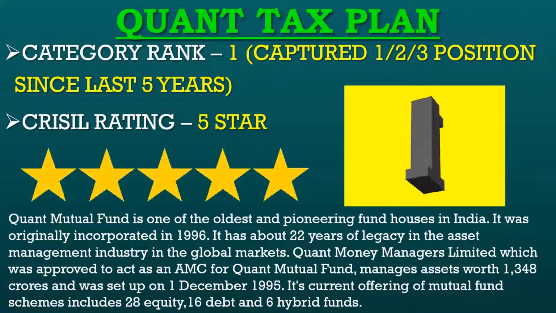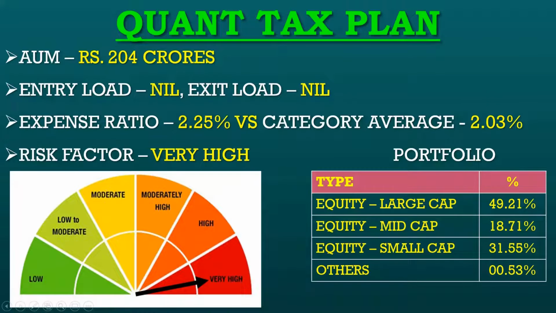I shall be skipping the AMC track record as we have already talked about it in a previous fund. The total AUM for this fund is 204 crores. In this fund also, there is no entry or exit load, but there is a lock-in period of 3 years since it falls under the ELSS category. The expense ratio of this fund is 2.25% compared to a category average of 2.03%. This fund has a very high risk factor since 99.47% of the AUM is invested in equities.